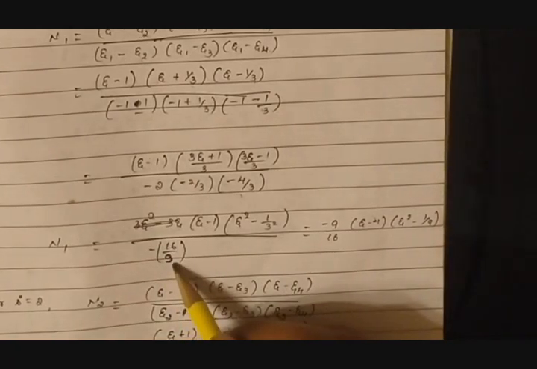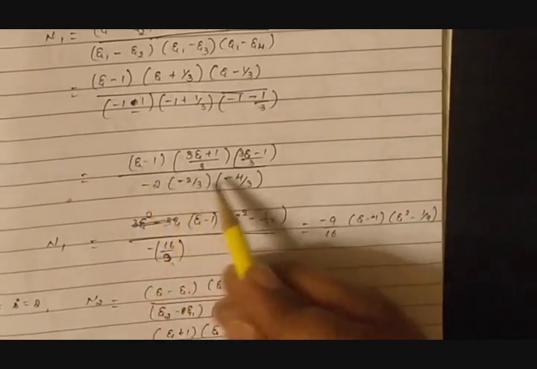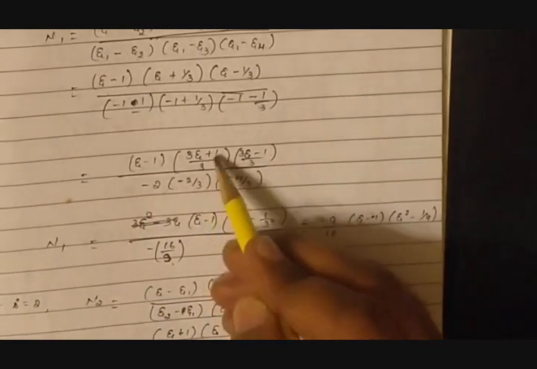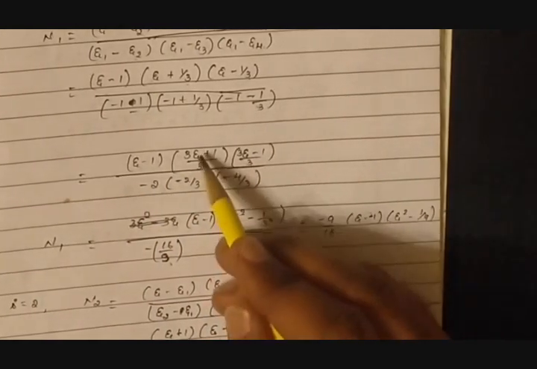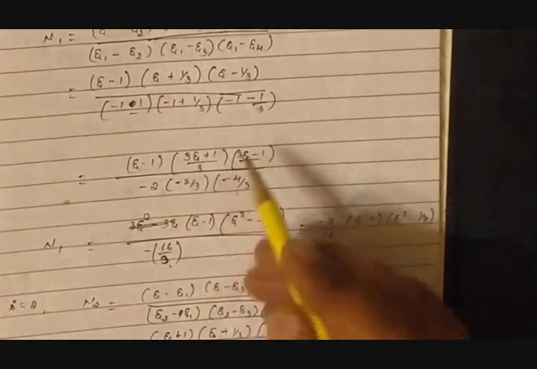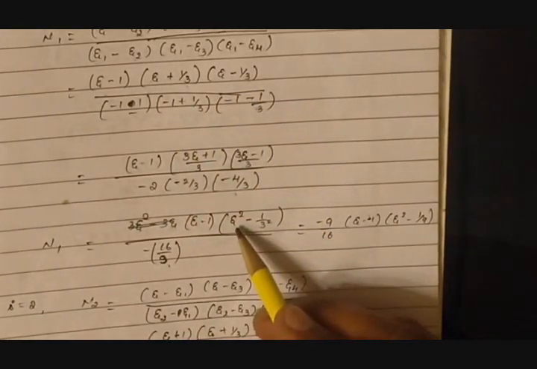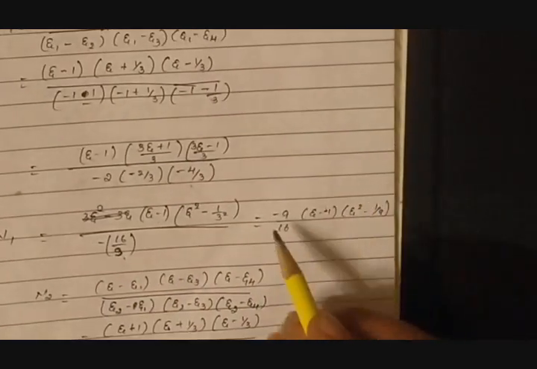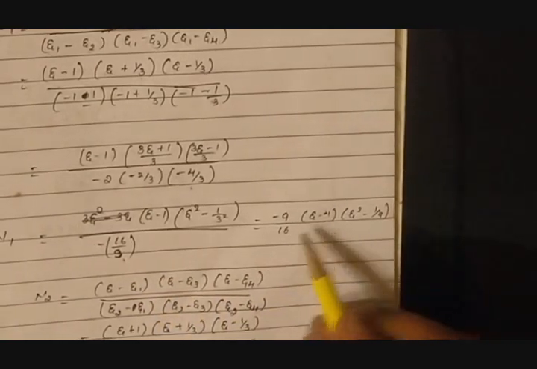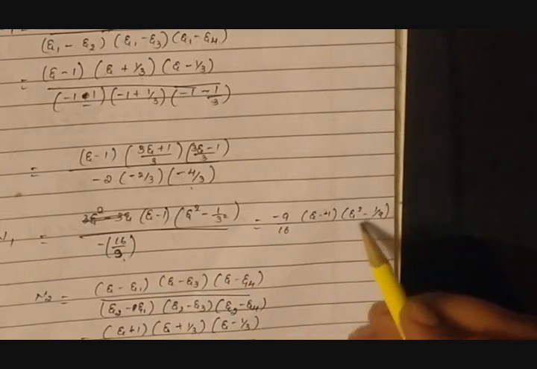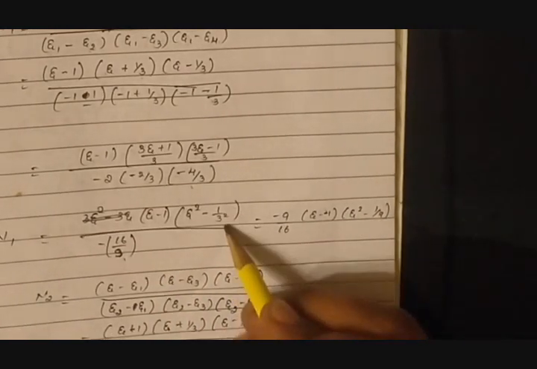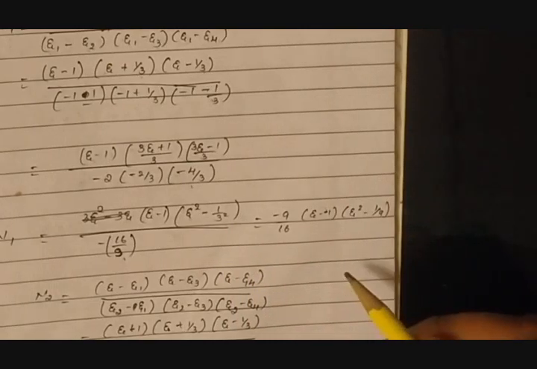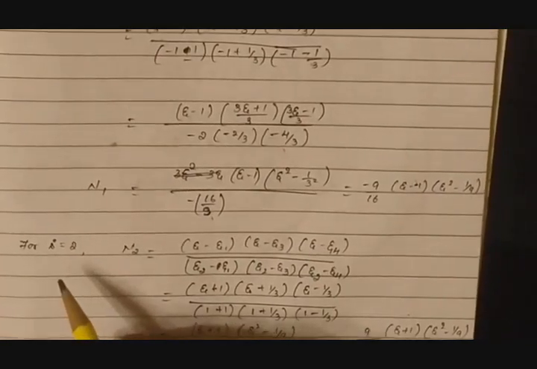minus 16 by 9 in the denominator, and in the numerator zeta minus 1, and this is in the form of a plus b into a minus b, that is zeta plus 1 by 3 and zeta minus 1 by 3. So it becomes a square minus b square. Okay, so if this comes to the numerator, it becomes minus 9 by 16. 16 by 9 becomes minus 9 by 16. Zeta minus 1 into zeta square minus 1 by 9. That is 1 by 3 square is 1 by 9. Got it? Similarly, move for node 2.